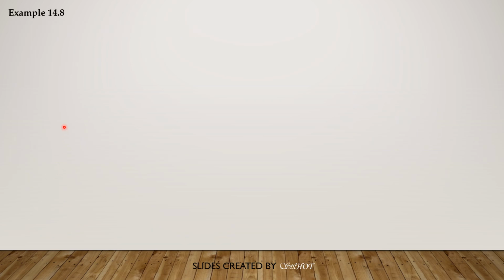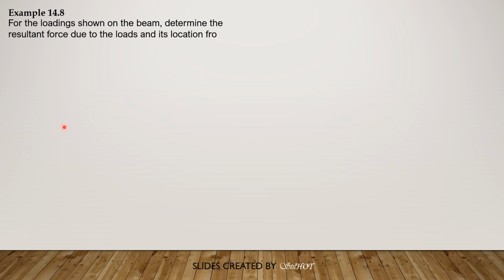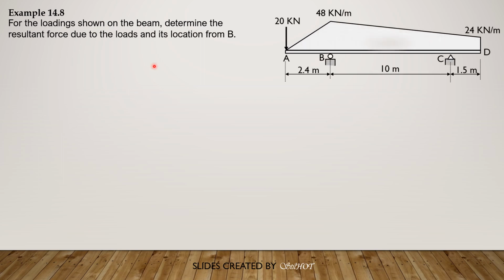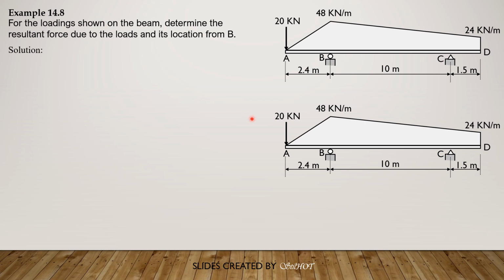So example 14.8, for the loadings shown on the beam, determine the resultant force due to the loads and its location from point B. So that's the figure. So let's have our solution. So first, let's divide the line loadings into known areas. So we have a triangle, and let's divide the trapezoid into a triangle and rectangle. The intensity of the load for the triangle is 48 minus 24, and for the rectangle, it's 24 kilonewtons per meter. So we will call this F1.